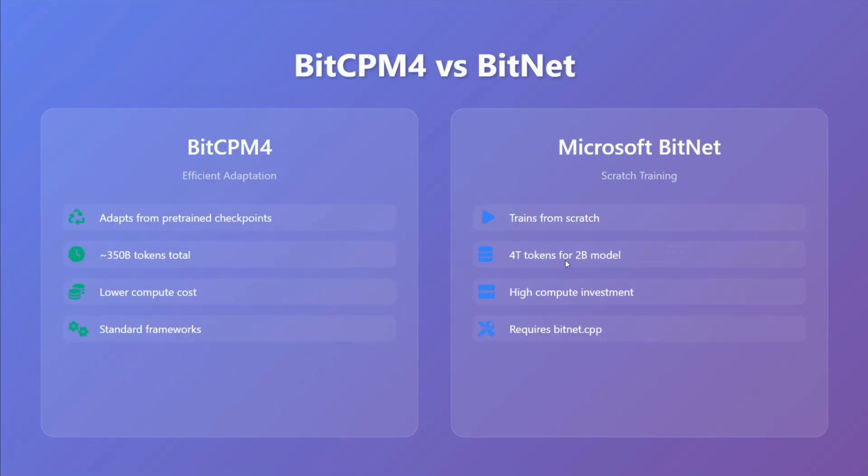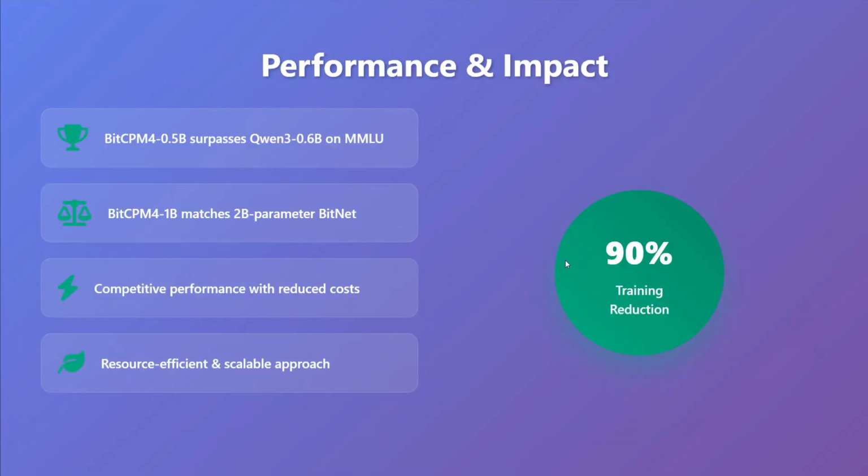Now giving a head-on comparison between BitCPM4 and BitNet, as you can see, BitCPM4 is trained from pre-trained checkpoints. So it's sort of a quantized version of an already existing LLM, while Microsoft BitNet was trained from scratch. The data required for BitCPM4 was about 350 billion tokens, while in the case of Microsoft BitNet, it was 4 trillion. That's huge. Low cost compute for BitCPM4, high compute investment in BitNet, and standard frameworks can run BitCPM4 but not BitNet. It usually requires bitnet.cpp.